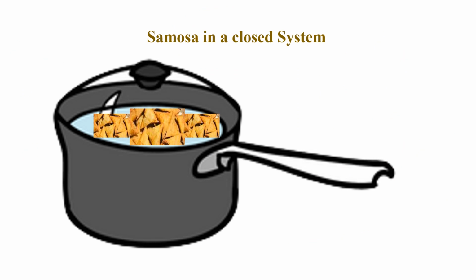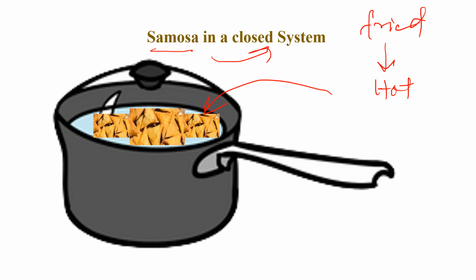Now let's continue with the closed system. A closed system permits the exchange of energy, but not matter with its surroundings. Again, let's take an example of samosa to understand the closed system. Now we have fried the samosas and we have hot samosas with us, right? Now I have stored my samosas in a vessel which is airtight, right? So now I want to observe this system. This vessel is my system.